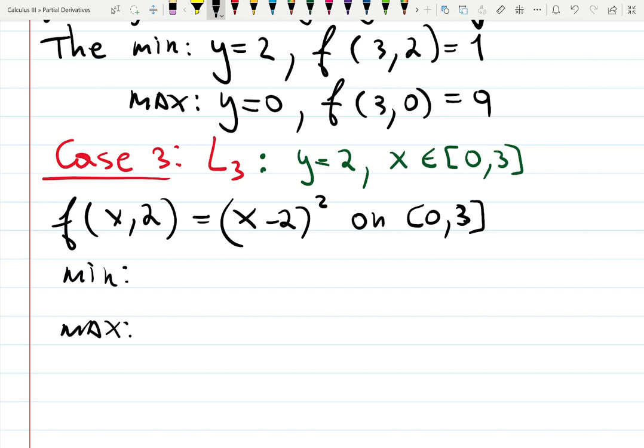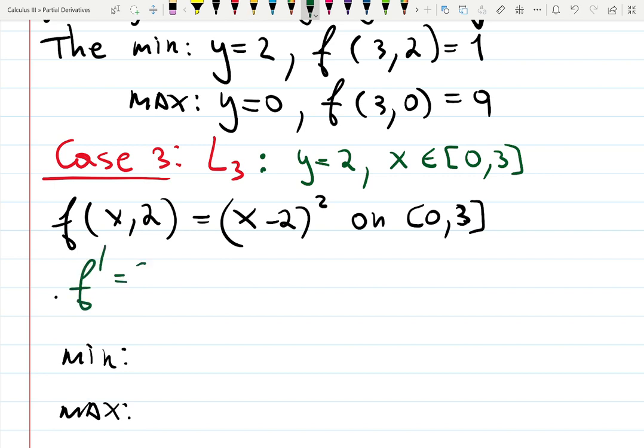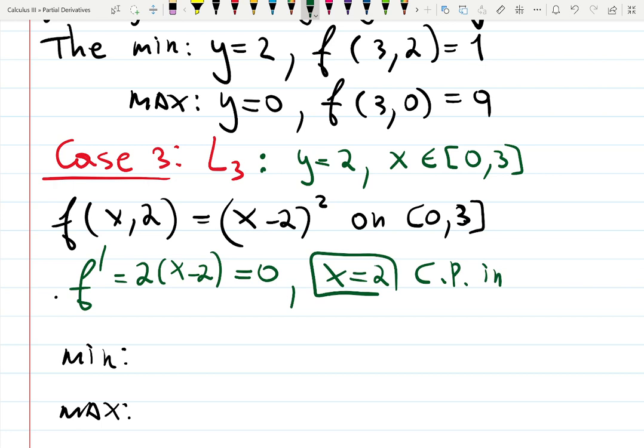So for the minimum, what number should we plug in to get the smallest output? 2, right? If I plug in 2, 2 minus 2 squared gives me 0. So either you're guessing it, which you're not supposed to, or you're actually supposed to perform the global extrema analysis, which is find the derivative, that will be 2 times x minus 2, chain rule, equals 0. X gives you 2. This is a critical point.